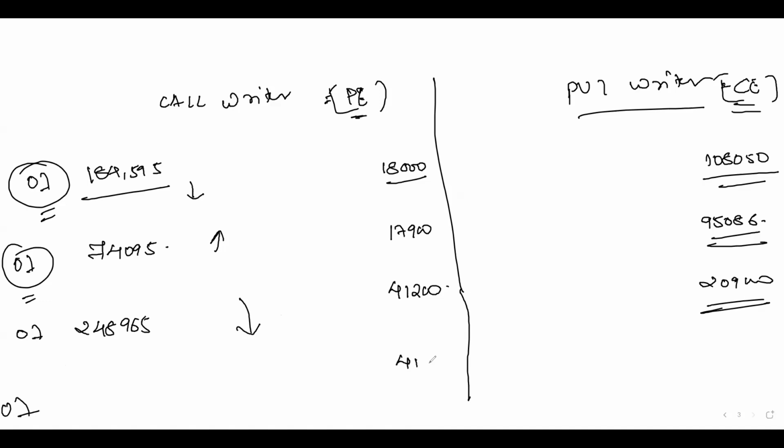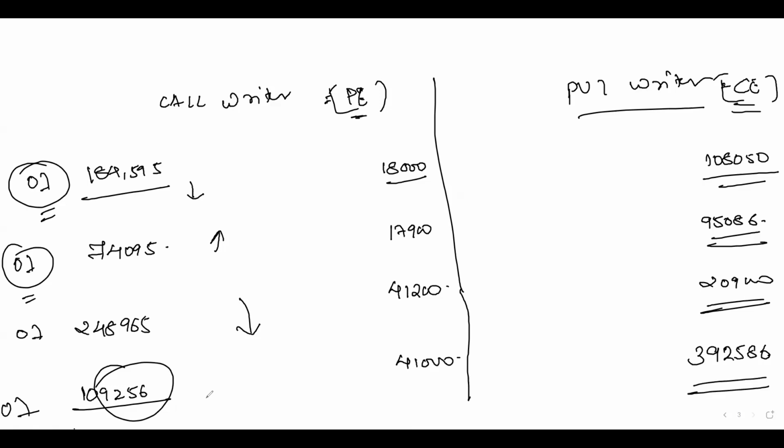Again, take a strike price like 41,000. Taking an example, the call side is 1,09,256 and the put writer data is 3,92,586. So you can clearly see the put writer data is more than the call writer data. So Banknifty is opening above 41,000 and below 41,200.